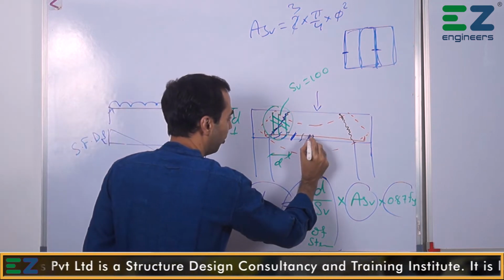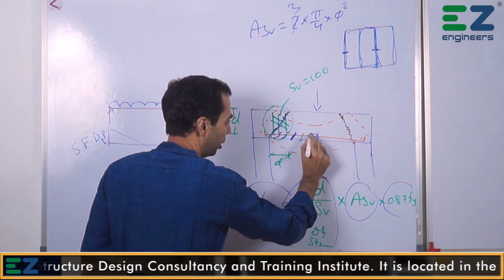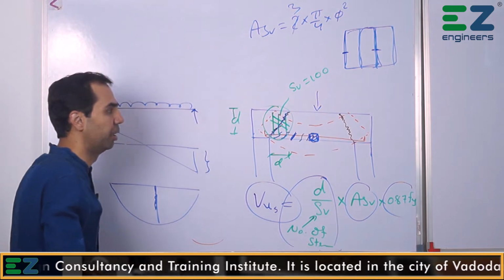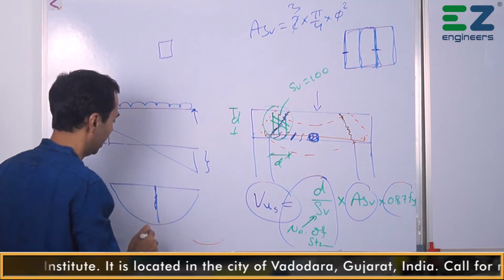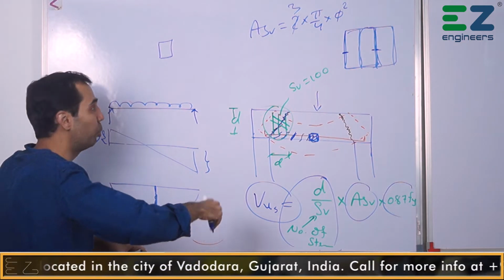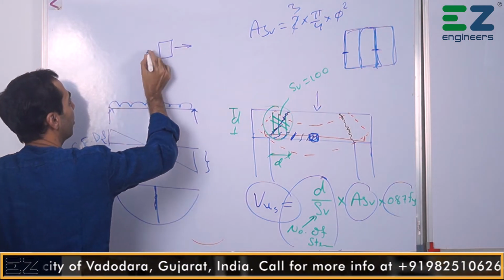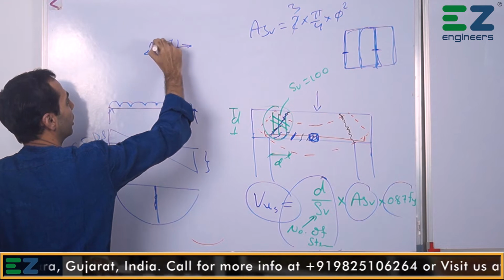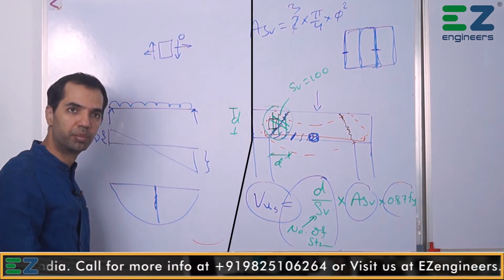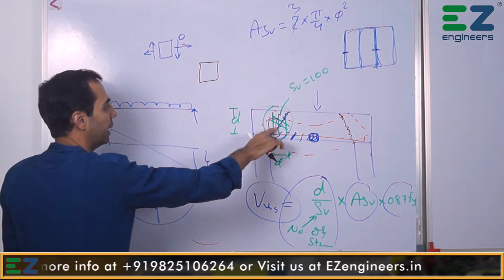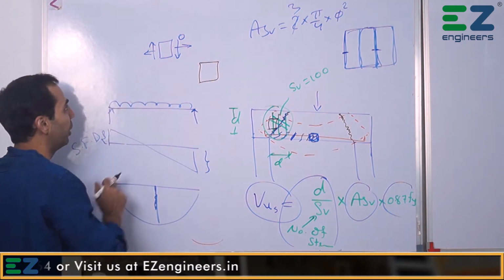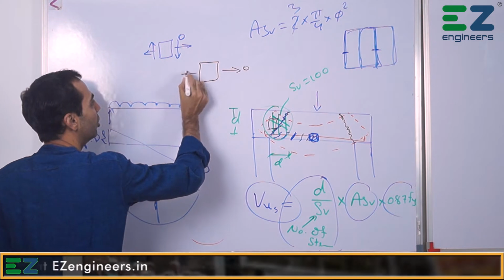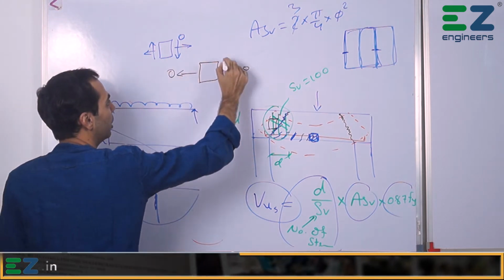So if I am finding the stress in this particular element at the center, there will be tension at the bottom and no shear stress. If I take this element at the end, there will be 0 bending moment, so this will be 0, and there will be maximum shear stress.